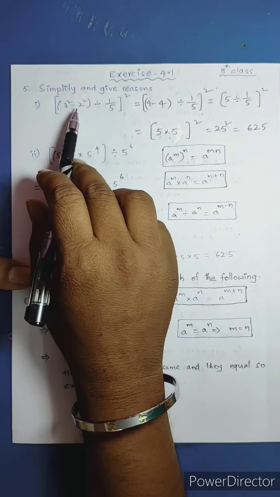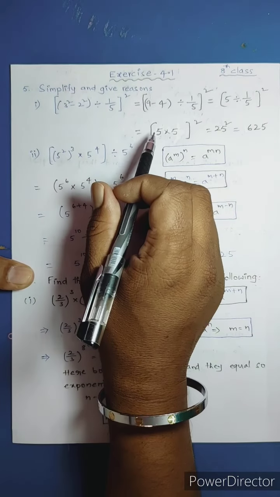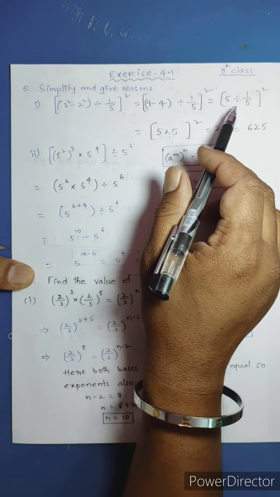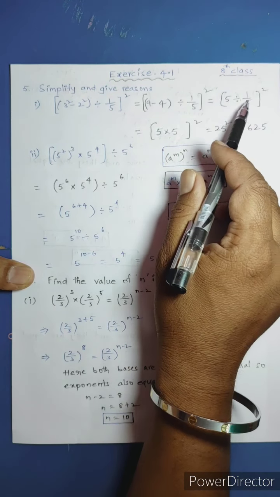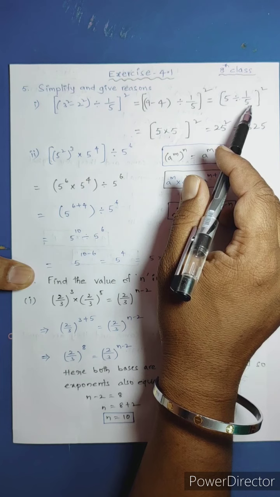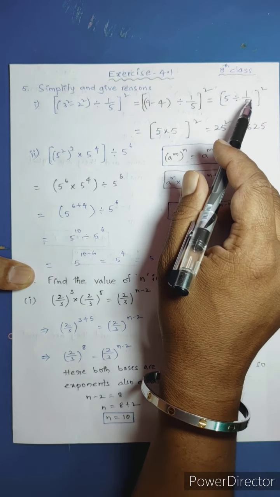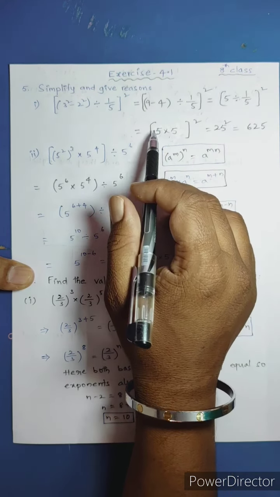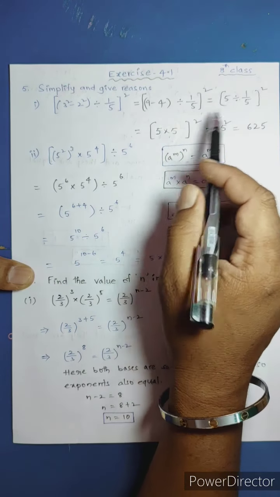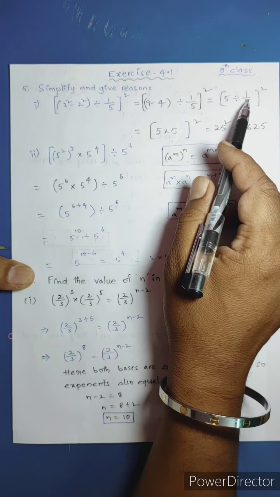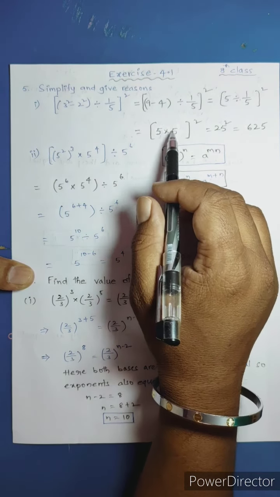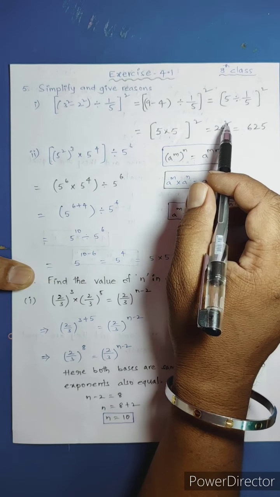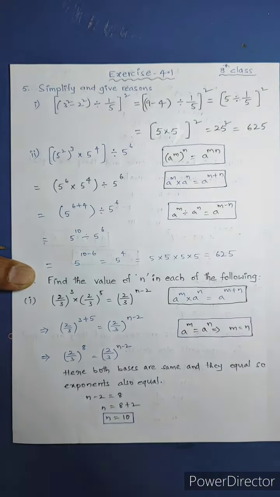3 square is 9, 2 square is 4. 9 minus 4 is 5, divided by 1 by 5. Here 5 divided by 1 by 5 means 5 is the numerator and 1 by 5 the denominator. So write its reciprocal in the numerator place, 5 by 1, 5 into 5. This 5 is a division denominator, so I have written a reciprocal here, 5 by 1. Now 5 fives are 25 square. 25 square is 625.